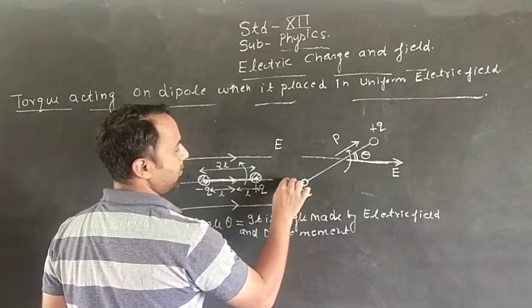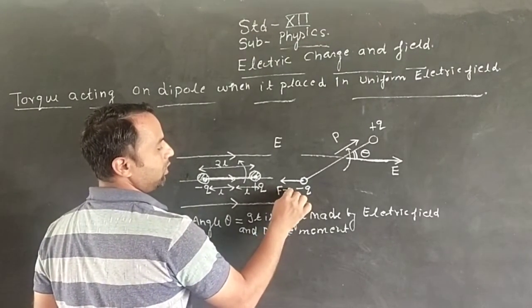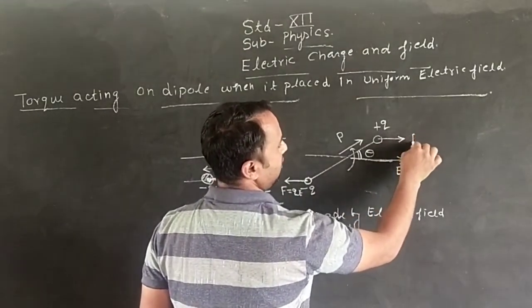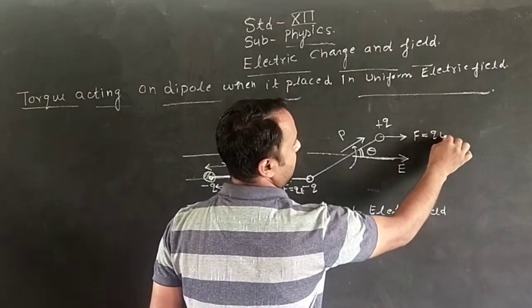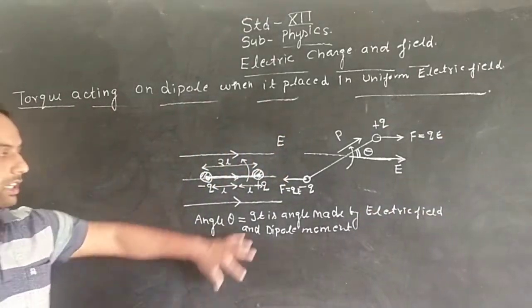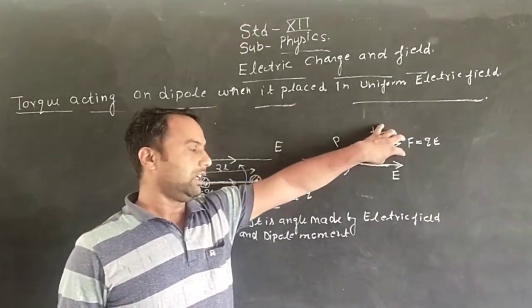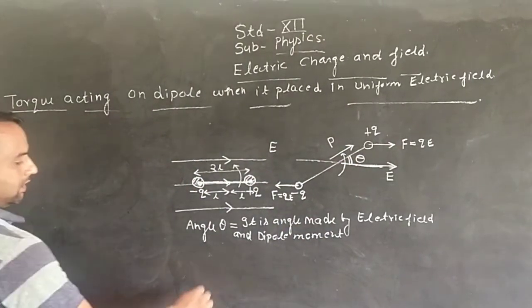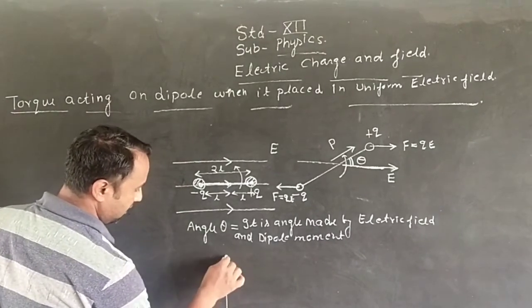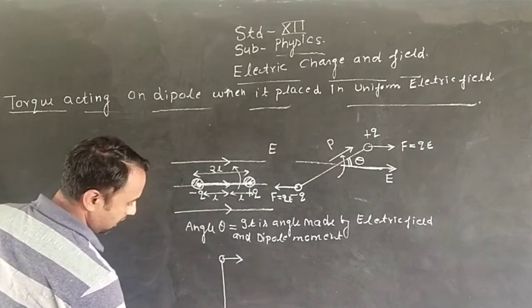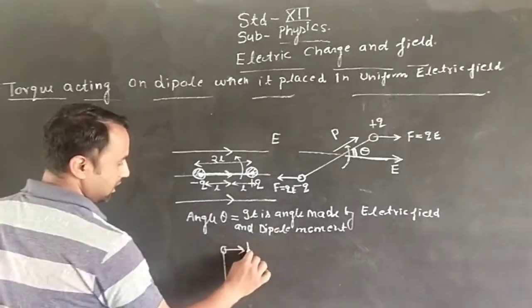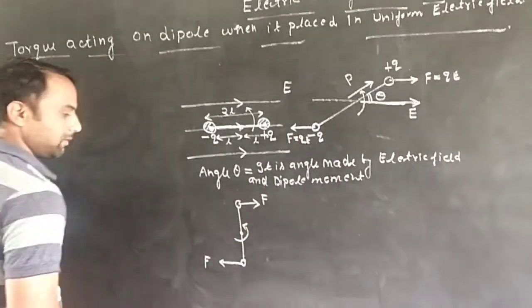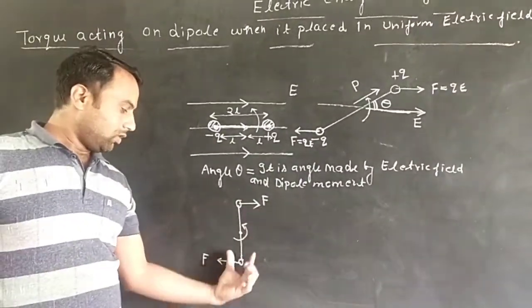If we rotate this in this direction, it means a force is acting on the dipole. In the previous lecture we discussed the force on the dipole: F is equal to Q into E in this direction, and here this is Q into E in this direction. Two forces are acting, and the two forces have equal magnitude but opposite direction. This is the force QE, and this is also a force. This is a force F, and this is force F. And this dipole is rotating about this point.